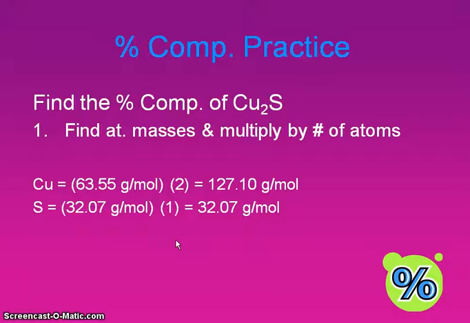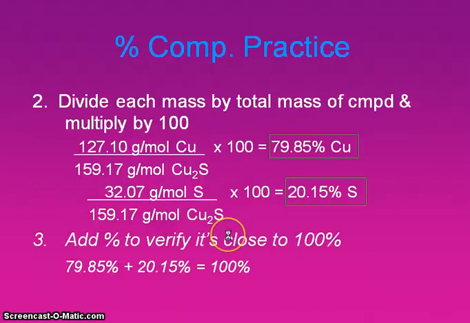Here's a sample problem. This one says to find the percent composition of a copper sulfide. The first thing we want to do is look at the periodic table and find the atomic masses of each of our individual components. We've got 2 coppers here, and copper's atomic mass is 63.55 grams per mole, and for sulfur, we've got 32.07 grams per mole. Since there are 2 coppers, we need to multiply its value by 2 so that we have all the copper together.